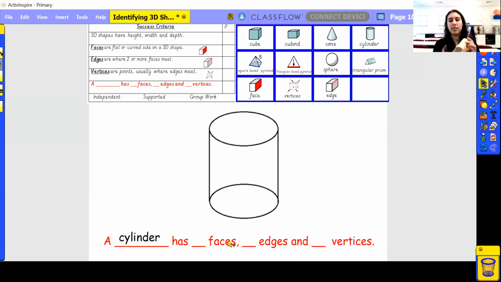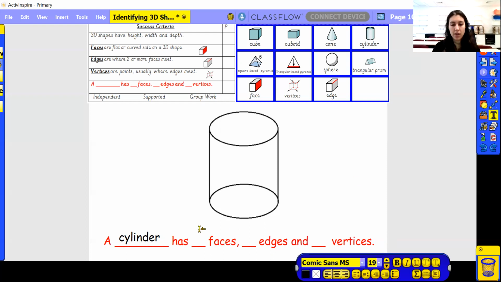So a cylinder has got, well, it's got 1 face, 2 faces, 3 faces. So it's got 1 on this side, 1 on this side, and 1 curved face that goes all the way around the middle. So that makes 3 faces in total. And those faces join up here to create 1 edge, and here to create a second edge. So it's got 2 edges. But those edges never ever meet. So this shape has got 0 vertices. Well done. Let's say our STEM sentence together. A cylinder has 3 faces, 2 edges, and 0 vertices.